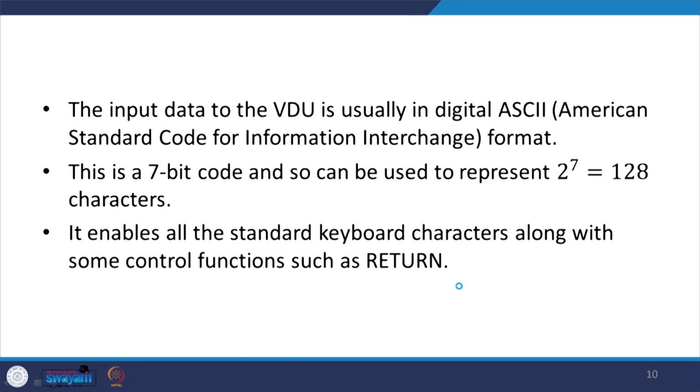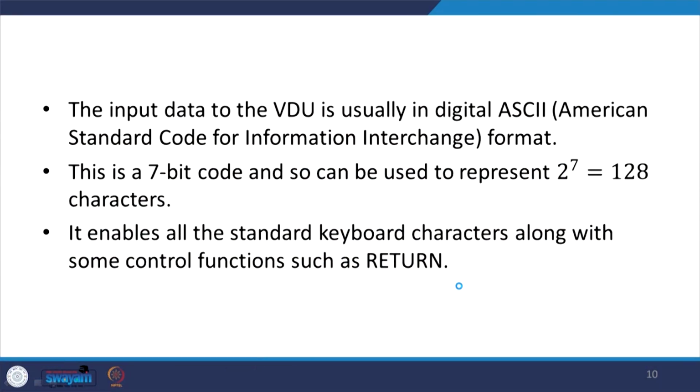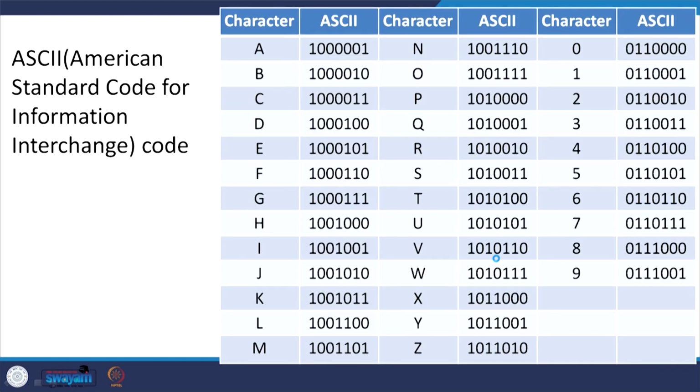The input data to the visual display unit is usually in digital ASCII format. ASCII is short form for the American Standard Code for Information Interchange. For example, a 7-bit code can be used to represent 2 to the power 7, that is 128 characters. With the help of these 128 characters, all the standard keyboard characters can be incorporated along with some control functions such as return. So, these things can be represented.